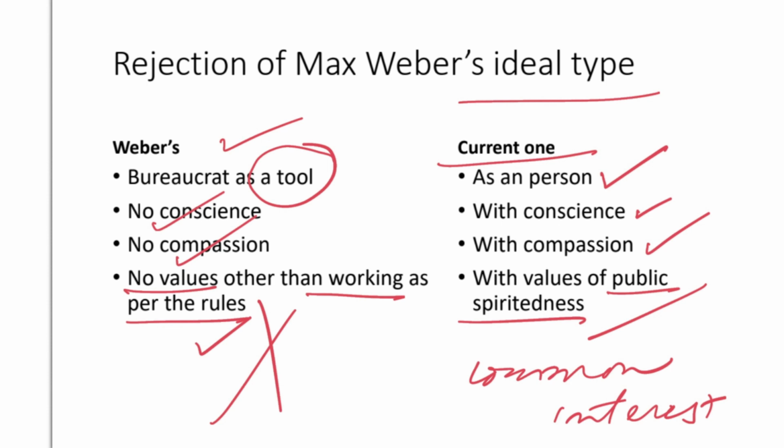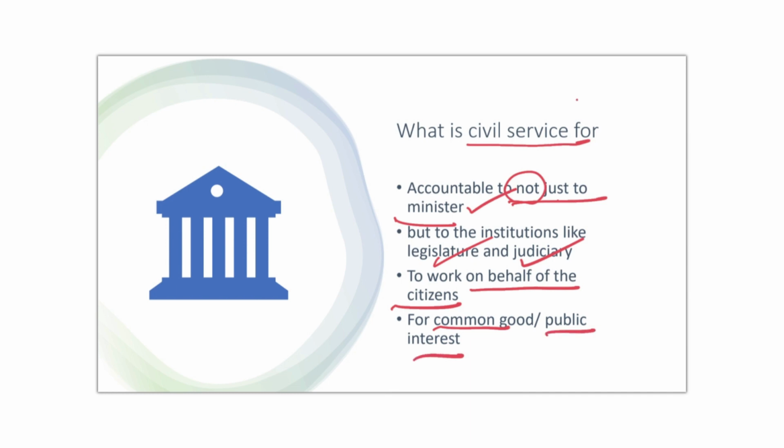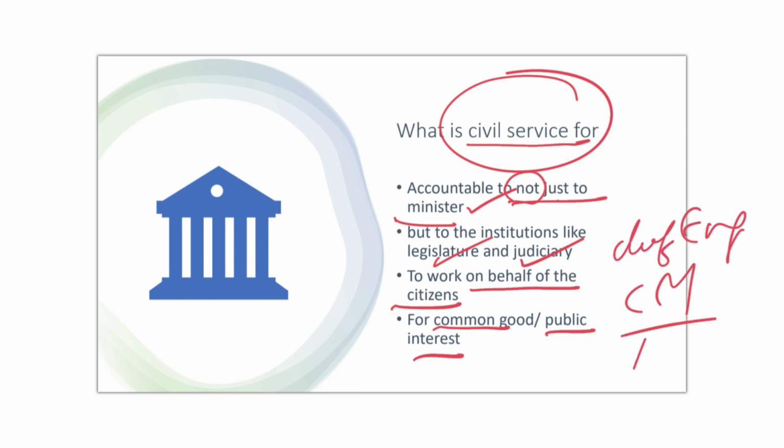So theoretically, what is civil service for? Civil service is accountable, first of all, not just to the minister. Remember, he is accountable to the minister, but not just to the minister. He is accountable to institutions like the legislature and judiciary. And a civil servant is to work on behalf of the citizens for common good, in public interest. This is what civil service is for. So he does not go by authority, chief engineer or chief minister or minister, because he is accountable to the citizens in the end.